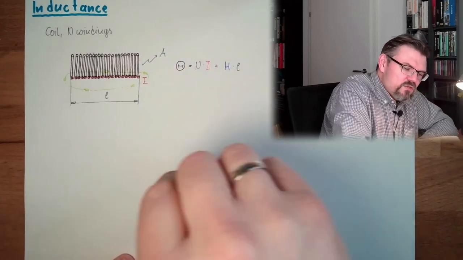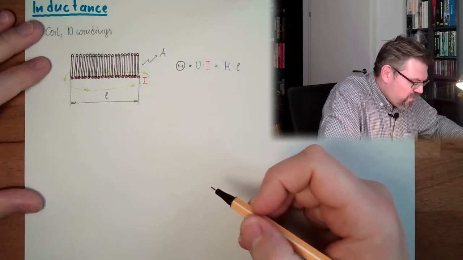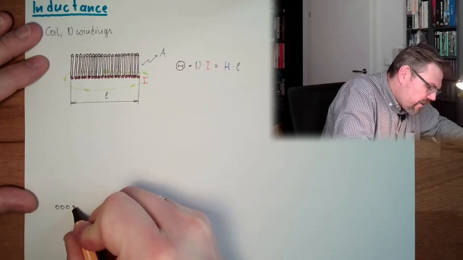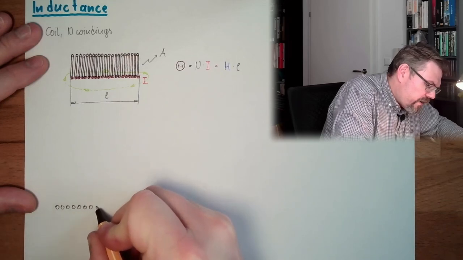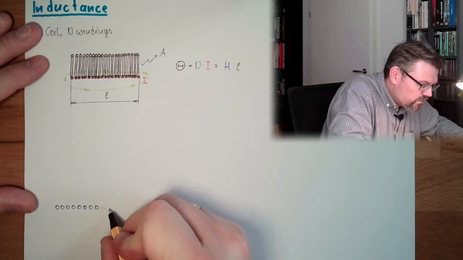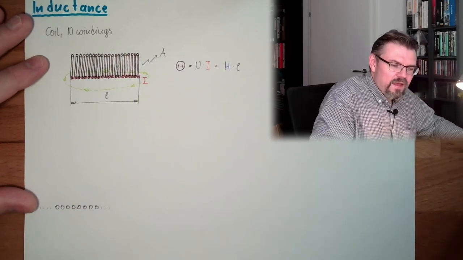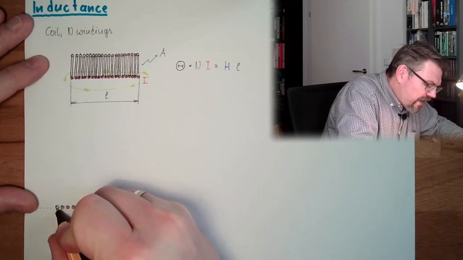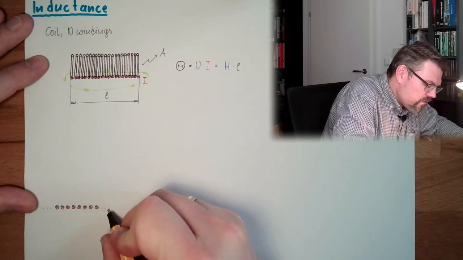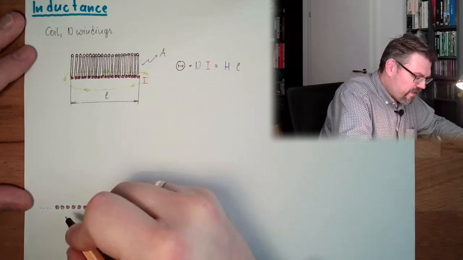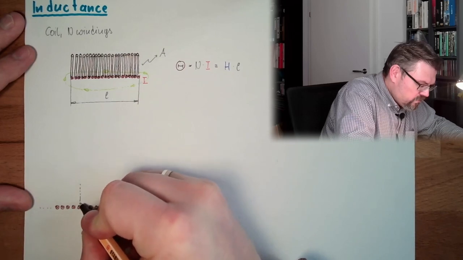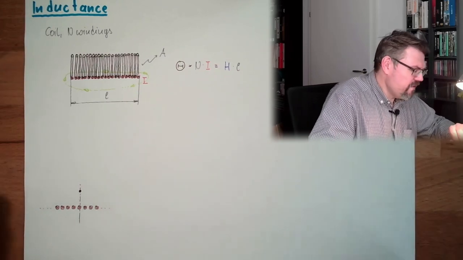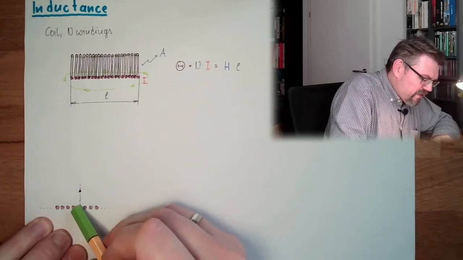I make a zoom here, so I only look at wires next to each other. Here's a wire, here's a wire, and so on. And we have the same situation as here: everywhere the current is going inside. Now I choose one wire, and let's choose this point randomly. Think about what the magnetic field of this wire is.